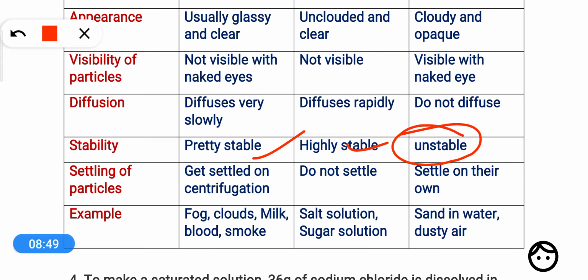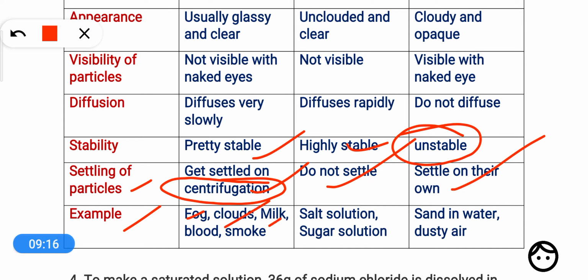Now if we talk about settling of the particles, then the particles of a colloid can be settled with the help of centrifugation. We have discussed this method. So you can separate the particles of a colloid by the technique known as centrifugation. But if we talk about solution, then the particles never settle down. If we talk about suspension, for example, mud in water or sand in water, they settle down on their own. Examples of colloids are fog, clouds, milk, blood, smoke. Examples of solutions are salt solution and sugar solution. And examples of suspension are sand in water and dusty air.